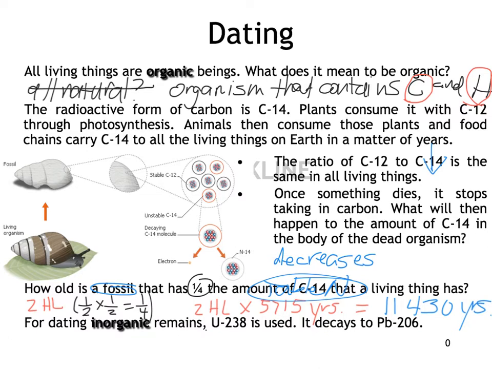And for inorganic remains, like for rocks, for instance, we tend to use uranium-238. It decays into lead-206, whereas carbon-14 was decaying into, I believe, nitrogen-14. But this guy is decaying from uranium-238 into lead-206, and it's used for dating rocks and other geologic structures. So if you see geologic structure, they're talking about rocks and stuff, and you would use uranium-238. There is a little rhyme I do in my head for this, and it's that uranium-238 is to date.